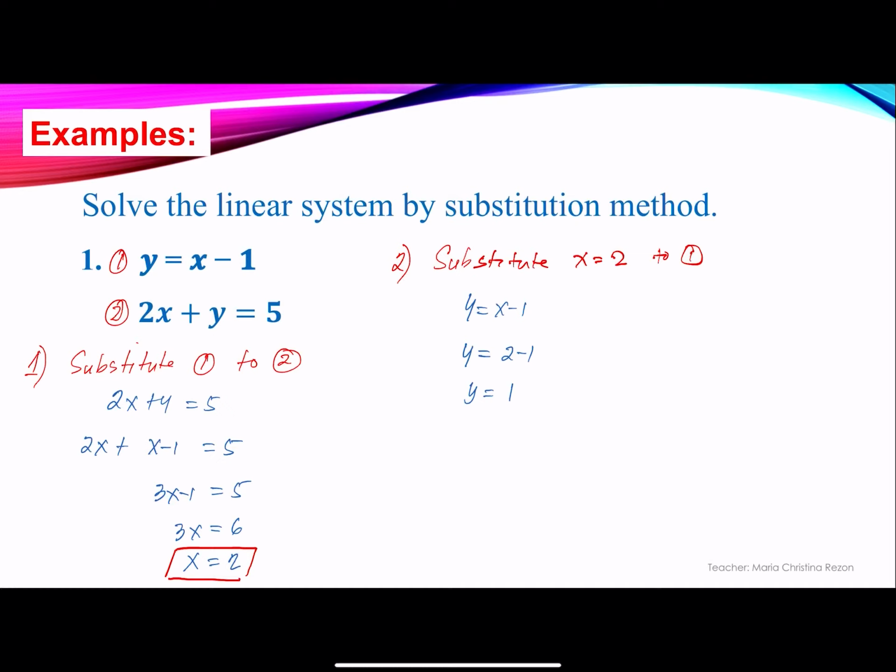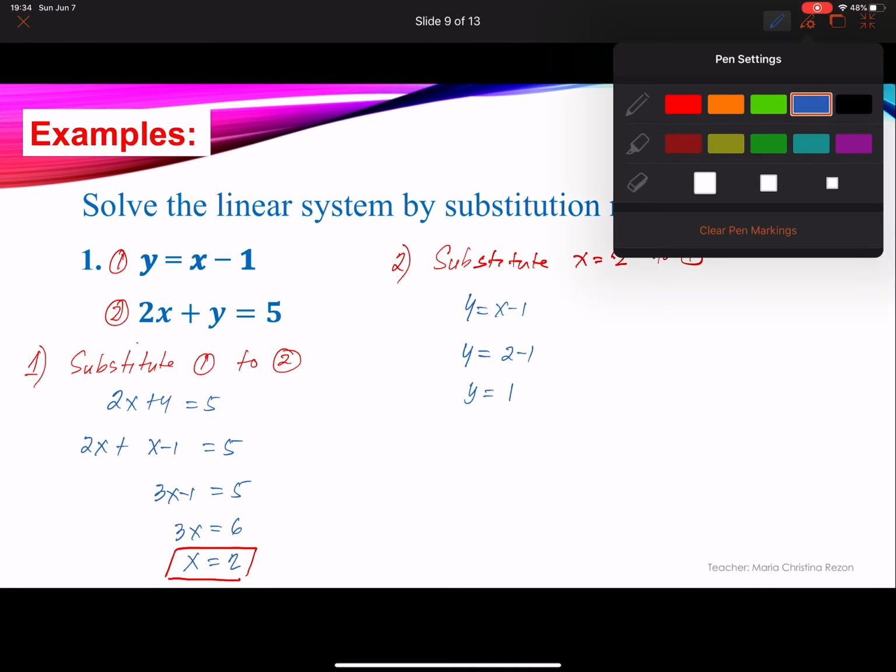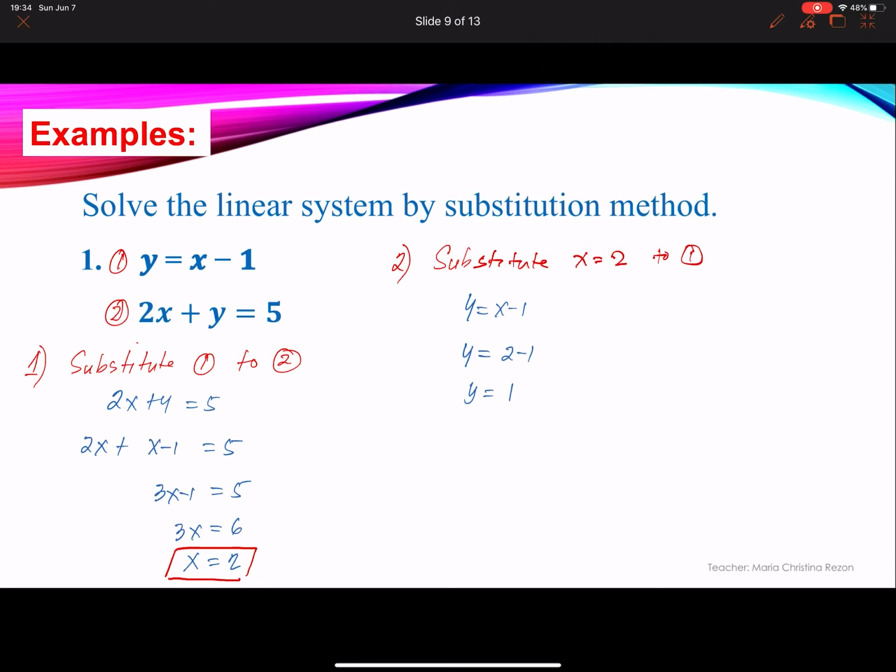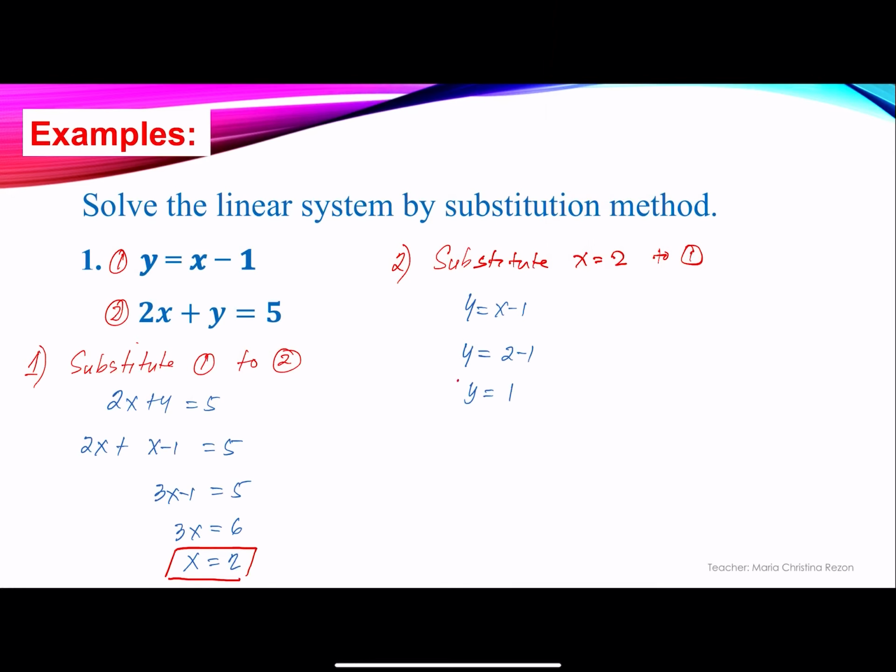Therefore, your solution is y is equal to 1. Therefore, the solution set is the ordered pair (2, 1). Okay. Then let's have another example here.